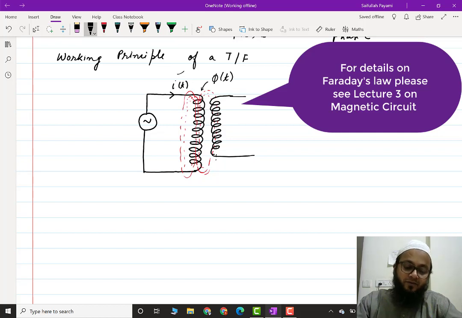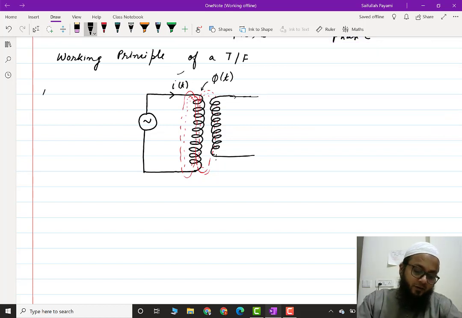Okay, so based on Faraday's law, we will see that there would be an induced EMF, and the direction of that induced EMF would be decided in such a way that it will try to counter the change of the flux here. If it is increasing in nature, the direction of the induced EMF would be in such a way that it pushes the current through this coil in such a way that it should counter the main flux here.